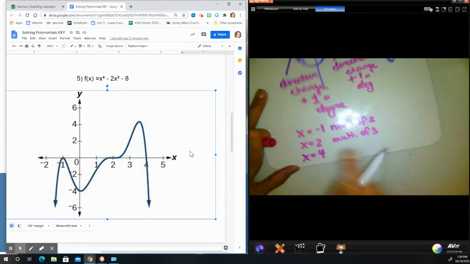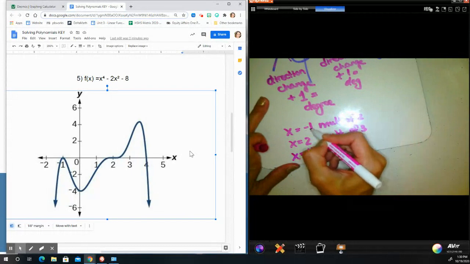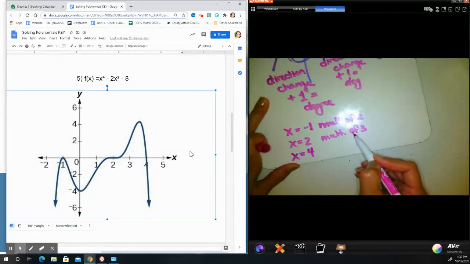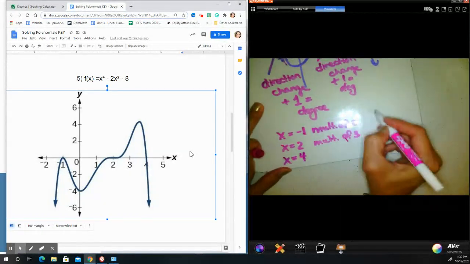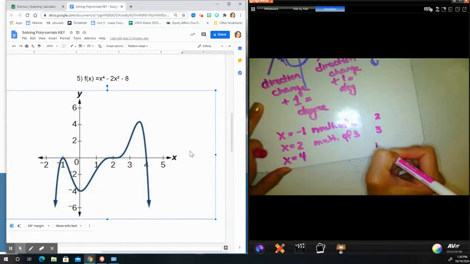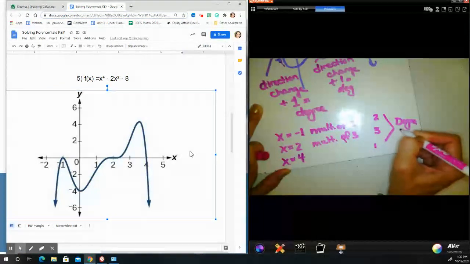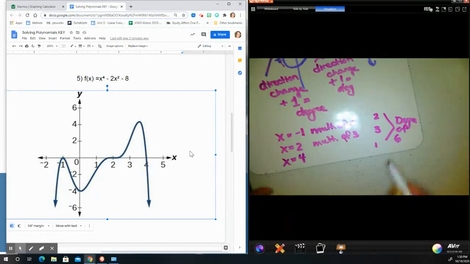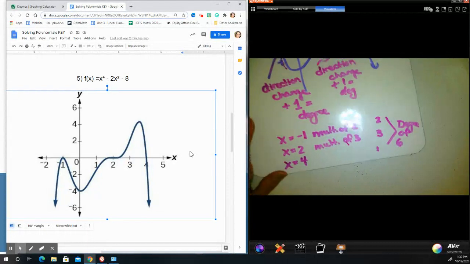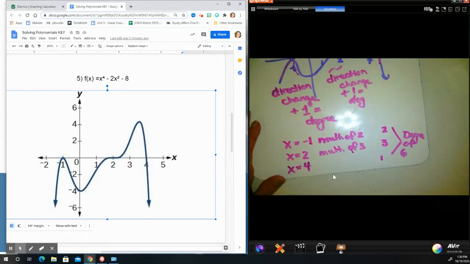So this one should have 1, 2, 3, 4, 5, 6. Again, there's 2 here, 3 here, and 1 would make this a degree of 6. Okay, so that would be a degree of 6. There's 6 solutions for this crazy graph. Don't get overwhelmed. We're going to work on this together. Good luck.